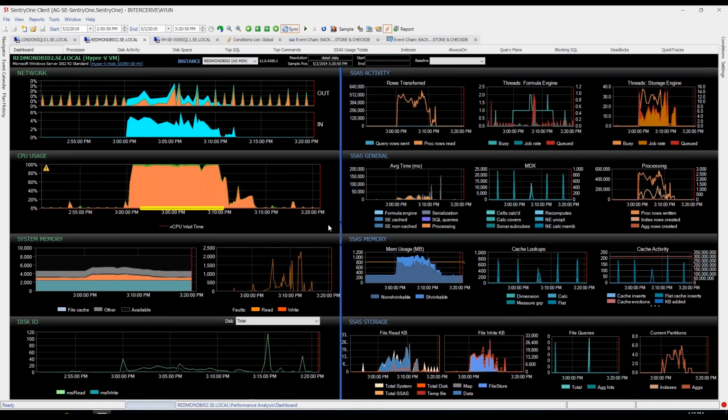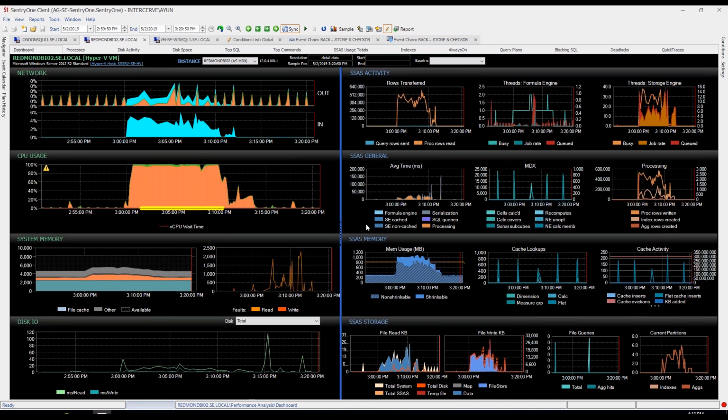And as you can see from this dashboard, it looks very similar to that of SQL Server, or SQL Sentry, I should say. So again, on the left-hand side, we're presenting to you key metrics about what's going on at the server level. But on the right-hand side, now I'm presenting you a number of key metrics as to what's going on within SSAS. So I show you information about the formula engine and the storage engine, whether we have high volume of processing versus querying that happens to be occurring at a given period of time.